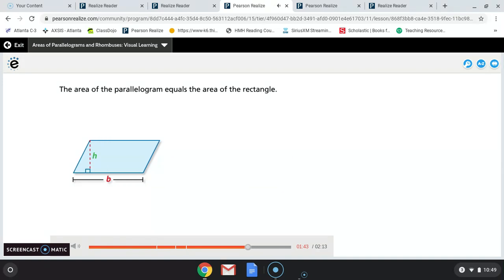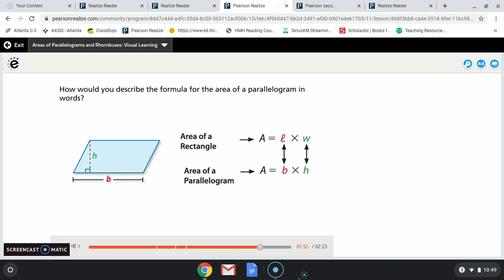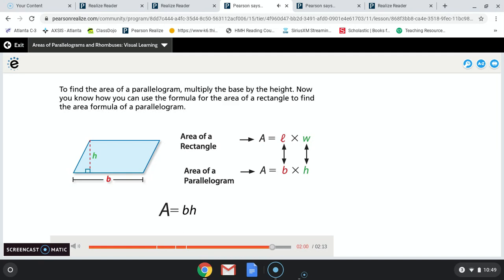The area of the parallelogram equals the area of the rectangle. How would you describe the formula for the area of a parallelogram in words? To find the area of a parallelogram, multiply the base by the height. Now you know how you can use the formula for the area of a rectangle to find the area formula of a parallelogram.